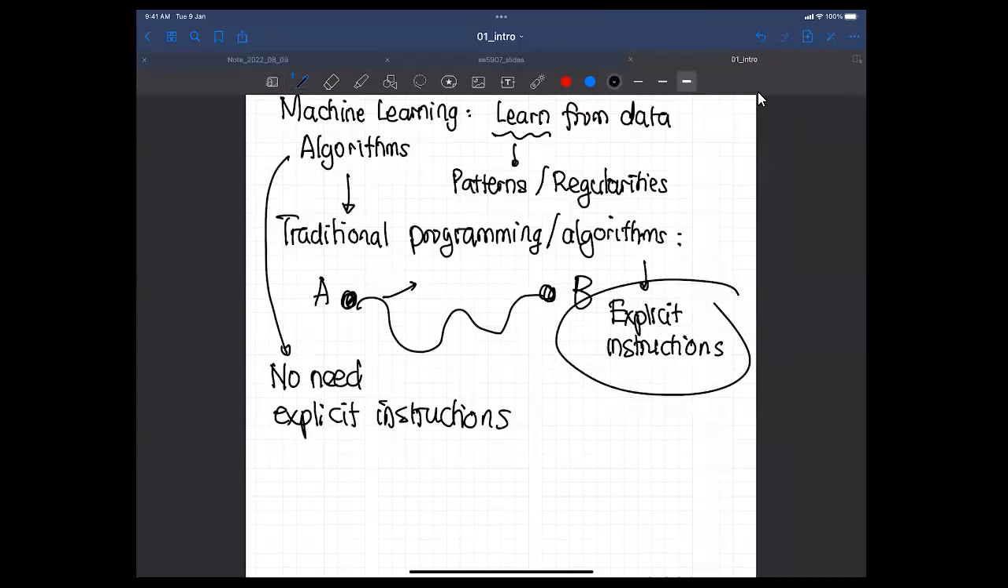Now, why is machine learning more powerful than traditional programming? Anyone have any ideas? Why is this machine learning algorithm more powerful than traditional programming?